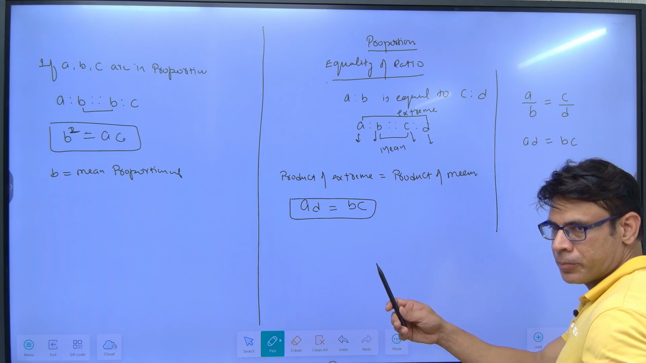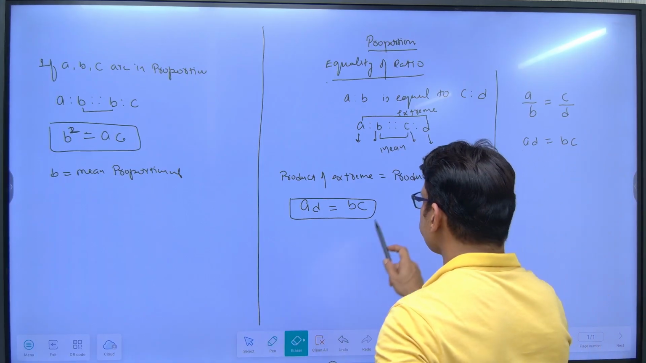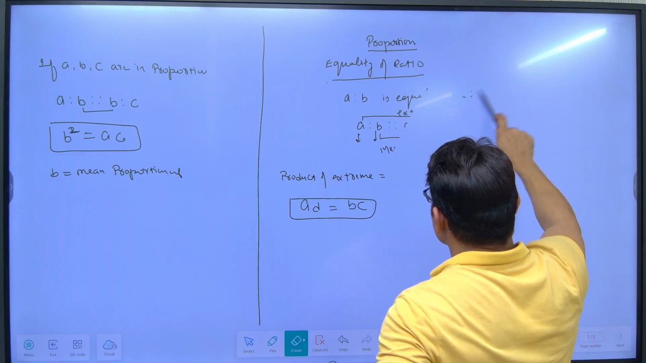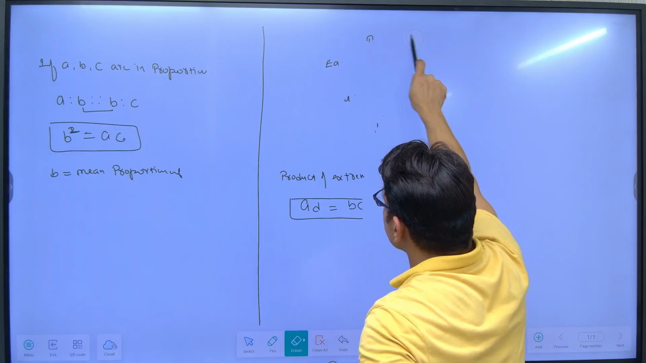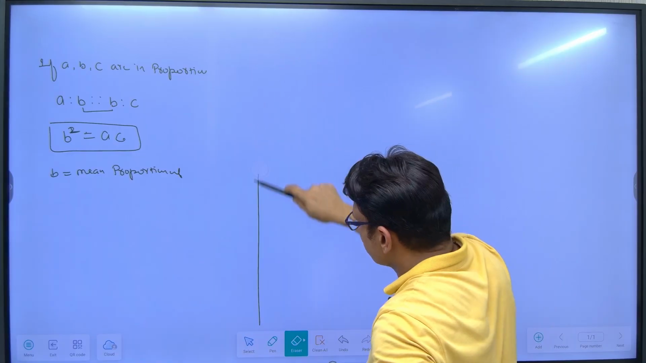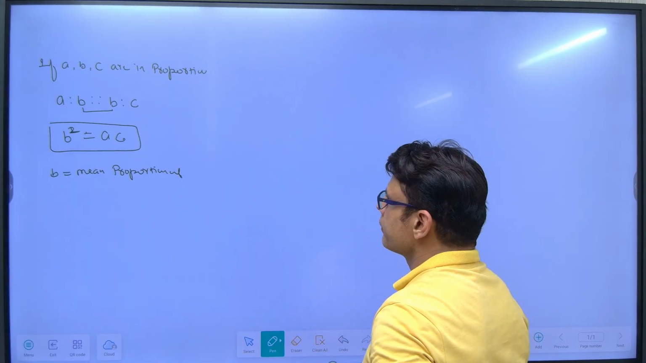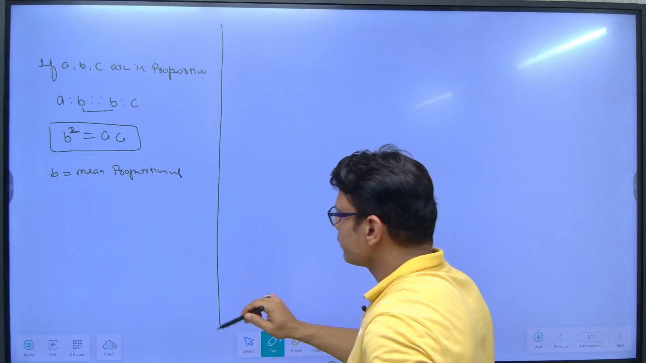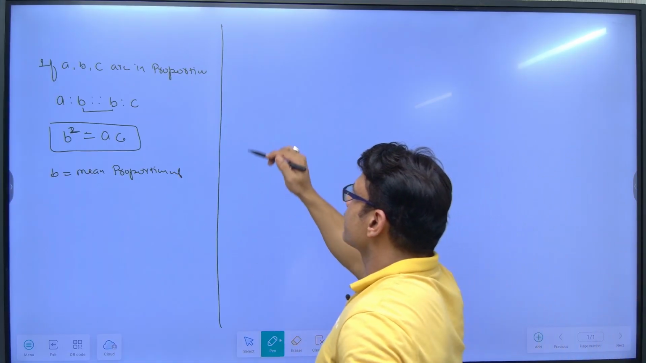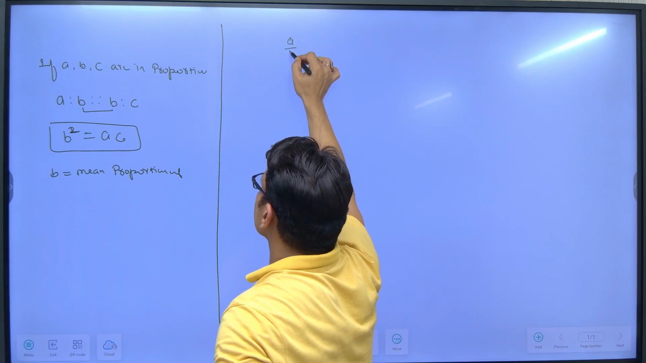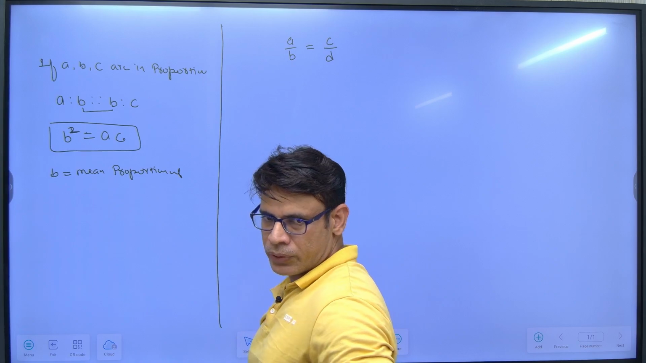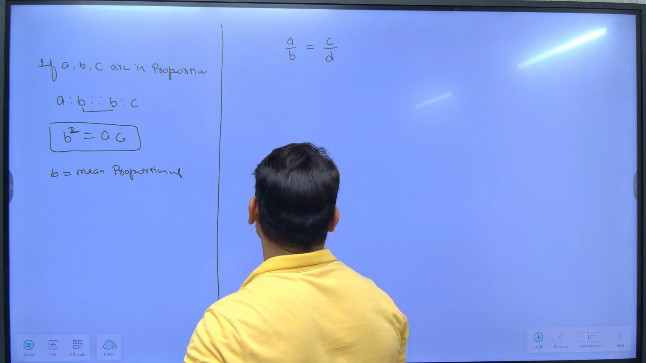Now, any doubt in this? Right? Now there is something which you should know. पहले पढ़ा हुआ है तुम लोगों ने. Right? If there are two ratios, an equality of ratios are given, this is how we represent.